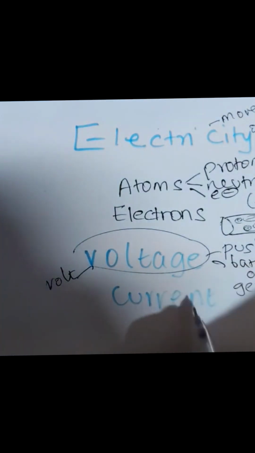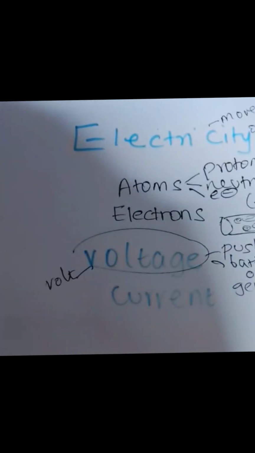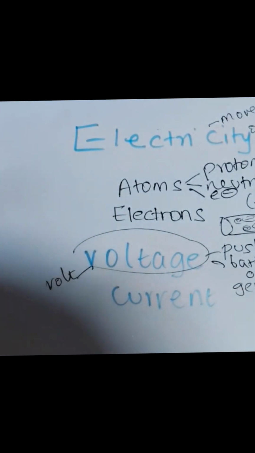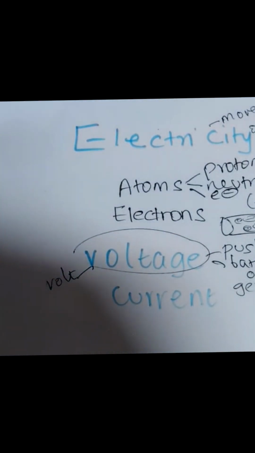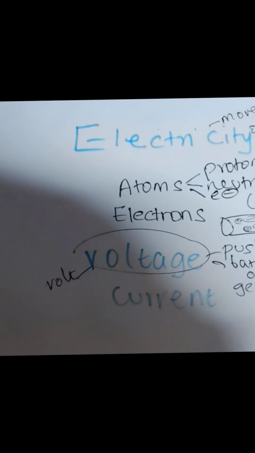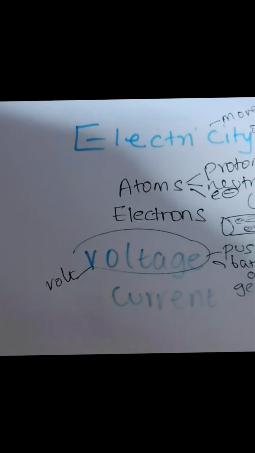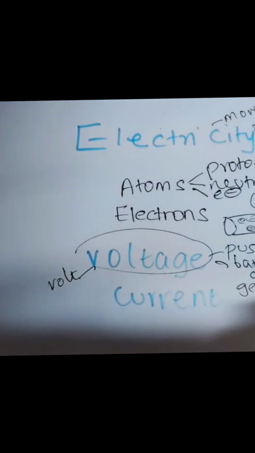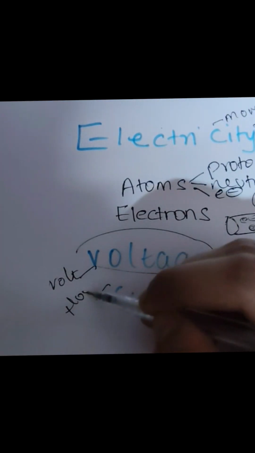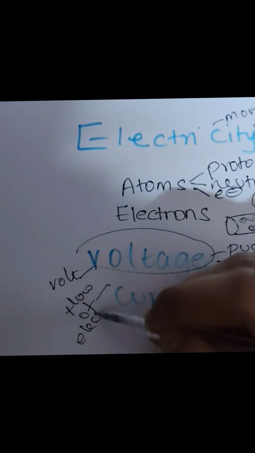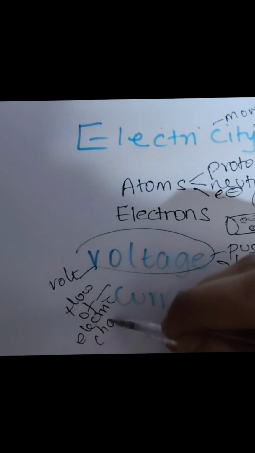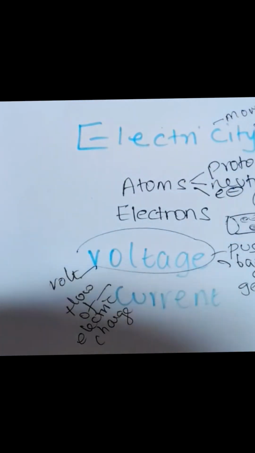Next comes the current. Now we know voltage pushes the electrons. But what do we call the actual movement? Imagine opening a tap. Then imagine water starts flowing through the pipe. The amount of water flowing every second is similar to the current. Current is simply the flow of electric charge. That's all, okay? Simple as that.